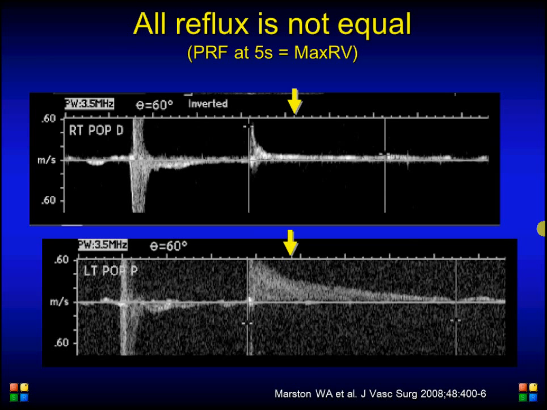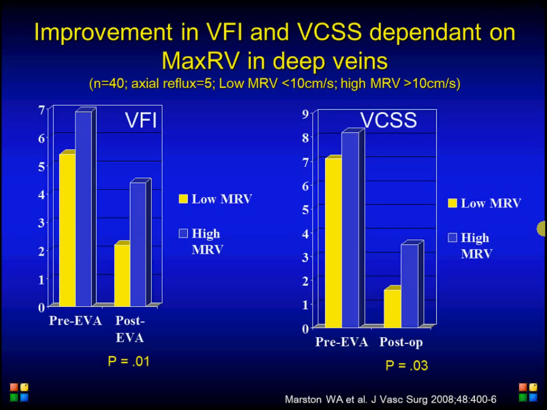This is another study that looks at how the deep reflux affects the superficial reflux. They looked at the deep system in the femoral-popliteal axis, and what they call peak reflux flow at 5 seconds, where the arrows are, that was the maximal reflux velocity. And then they had a component of the deep system and superficial incompetence, and they ablated the great saphenous vein.